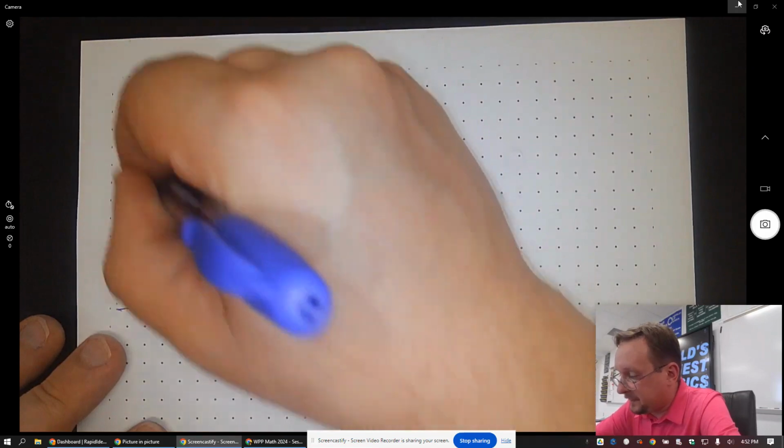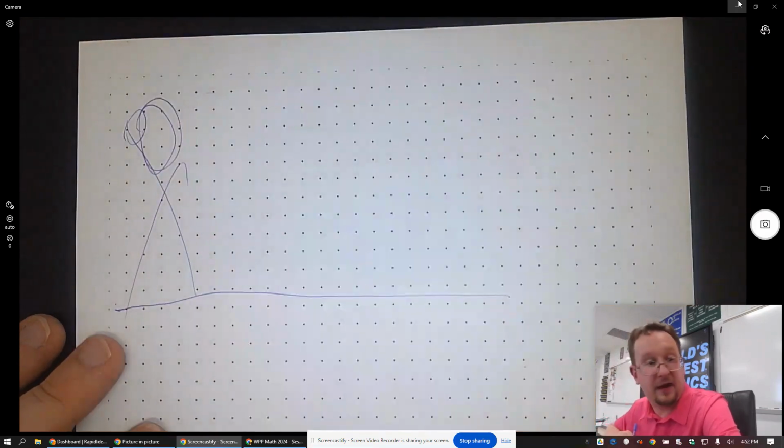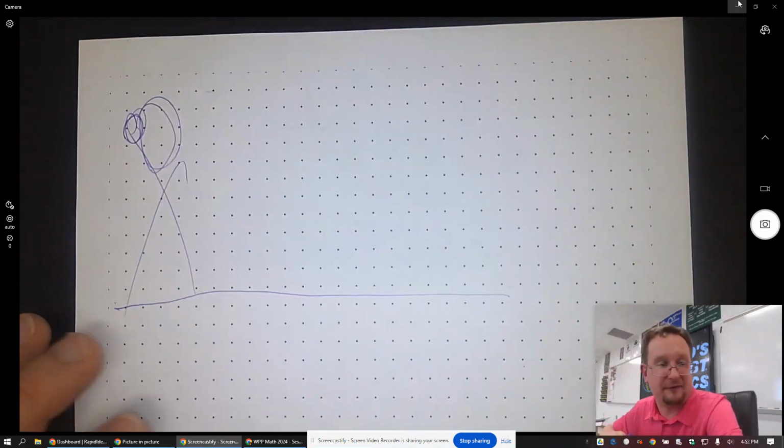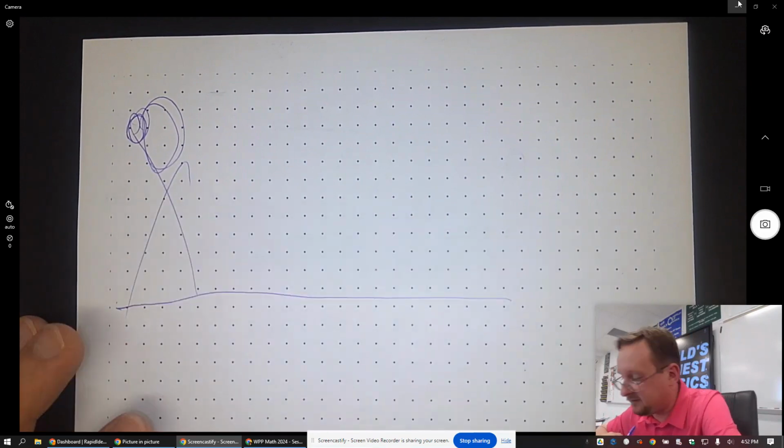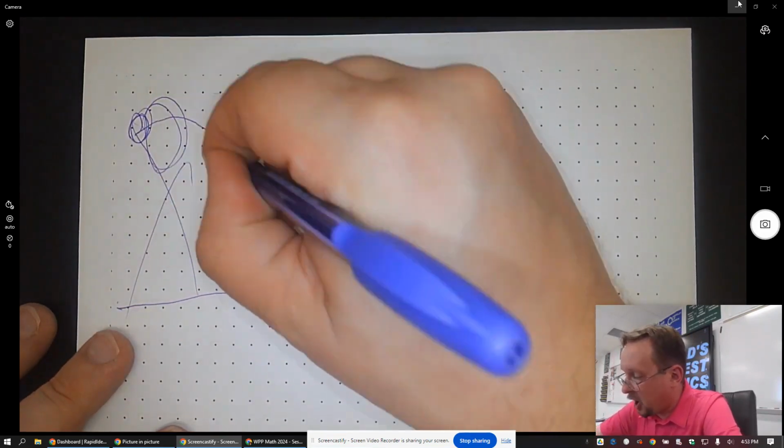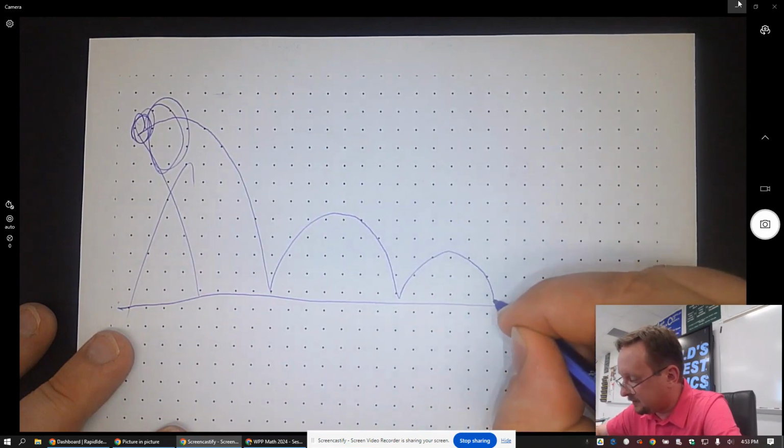All you have to do is have the student, that's supposed to be their head right there, okay? Let's let this be the ball. I'm not a very good artist. Can you tell? My stick figures aren't even very good. So then they're just going to kind of throw the ball. It's going to bounce, it's going to bounce, it's going to bounce, right?